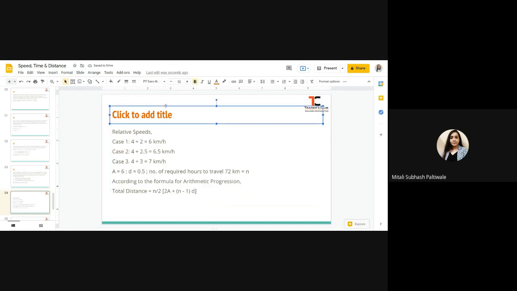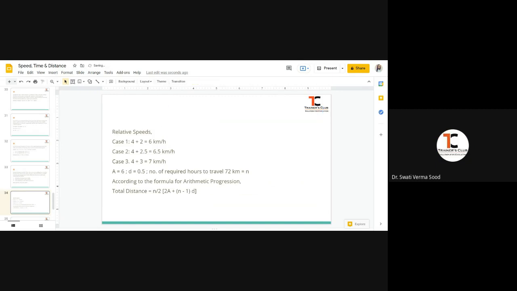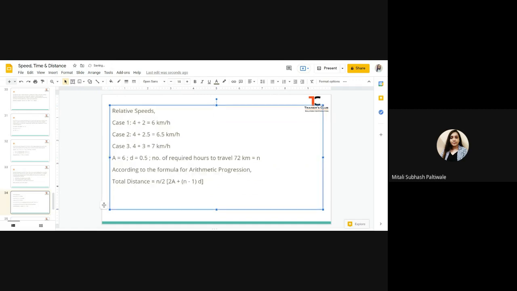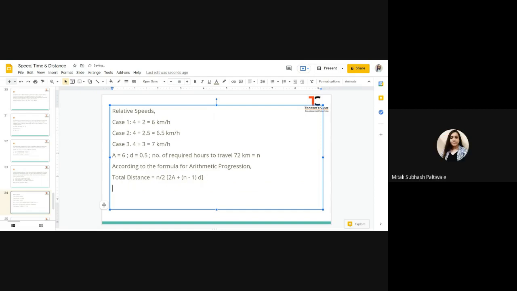Ma'am, do we have to memorize this formula of arithmetic progression? We have to, because then only we can solve. We already have many things in mind, but there is no other way because no one is going to give you the list of formulas. So we have to memorize everything. Okay. Total distance is equal to n by 2 into 2a plus n minus 1 of d.